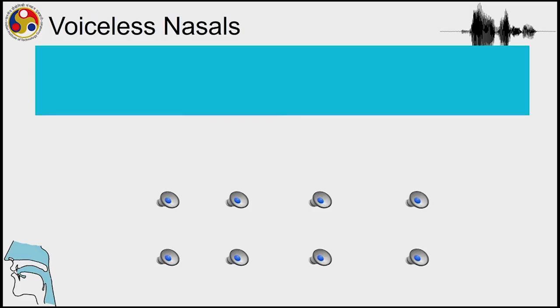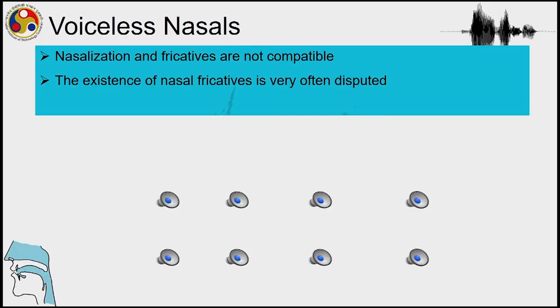Let us see something that we have not seen so far. For instance, let us see voiceless nasals. As we know, nasals involve the release of air through the nasal cavity because of the lowering of the velum, and there's already another closure in the vocal tract. So nasalization and fricatives are not compatible, and the existence of nasal fricatives is very often disputed.